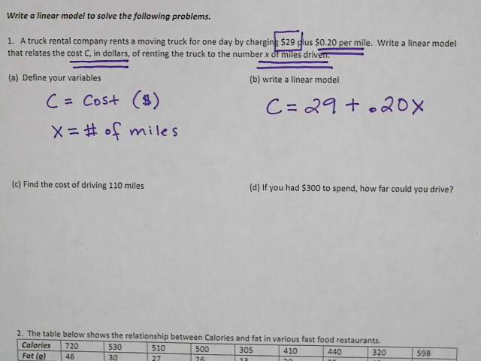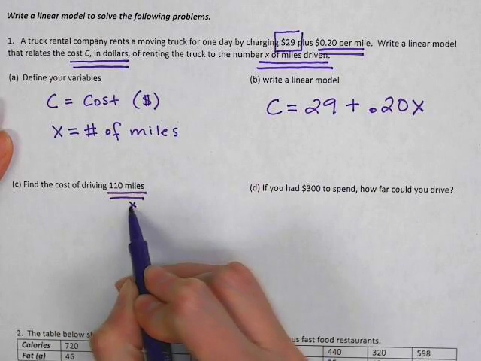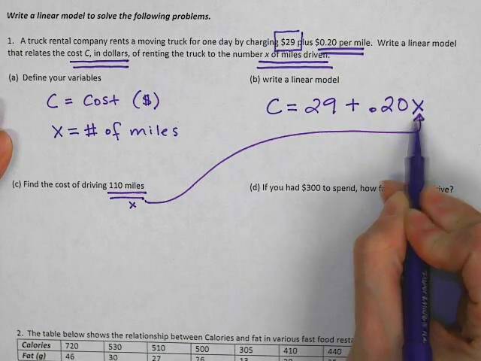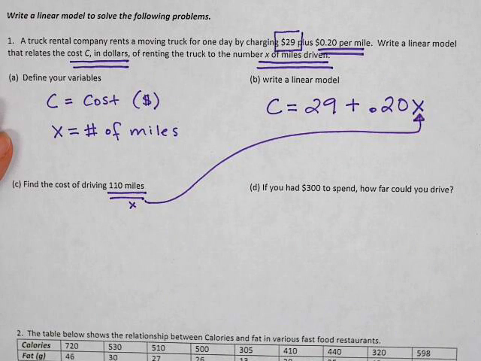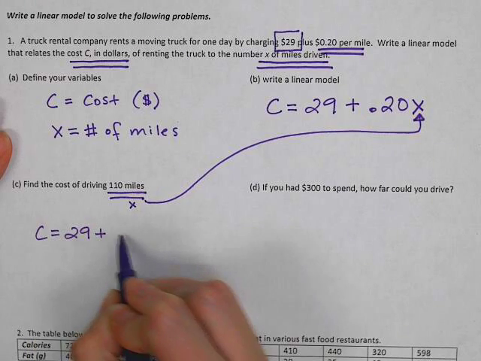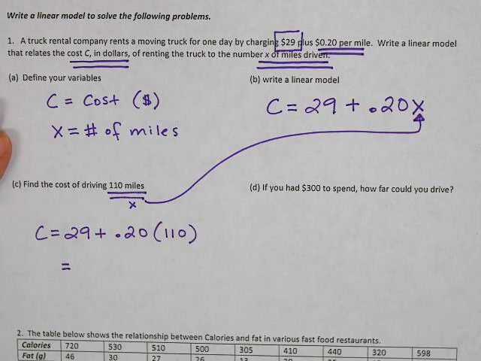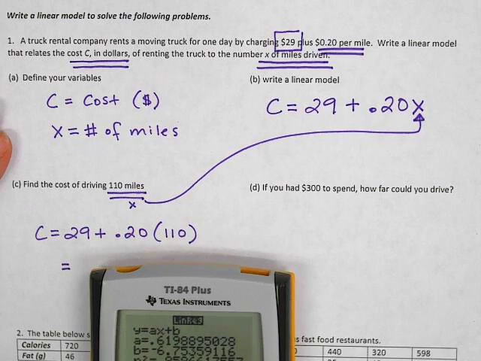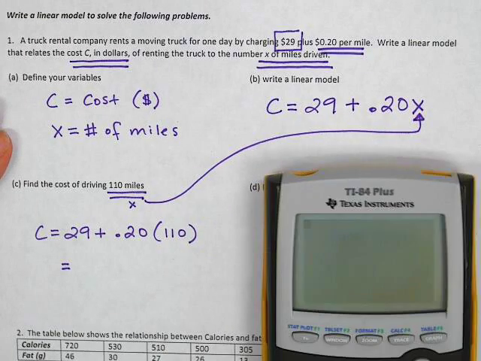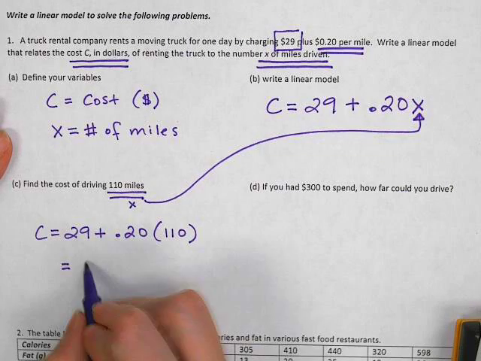And then C says if you drive 110 miles, we're going to plug that in for X, saying what will the cost be? So the cost is going to be 29 plus 20 cents times 110 miles. So let's type that in. So 29 plus 0.20 times 110. That's going to be $51.